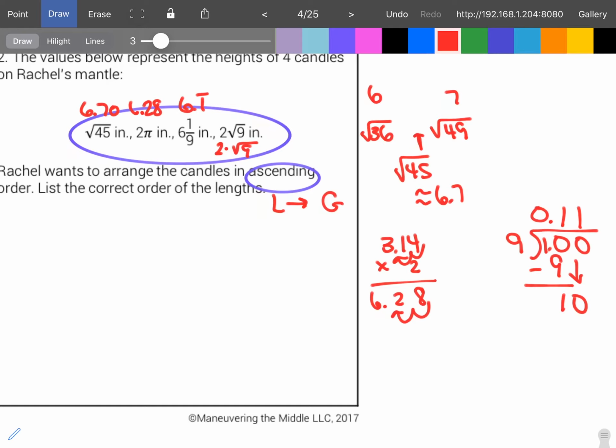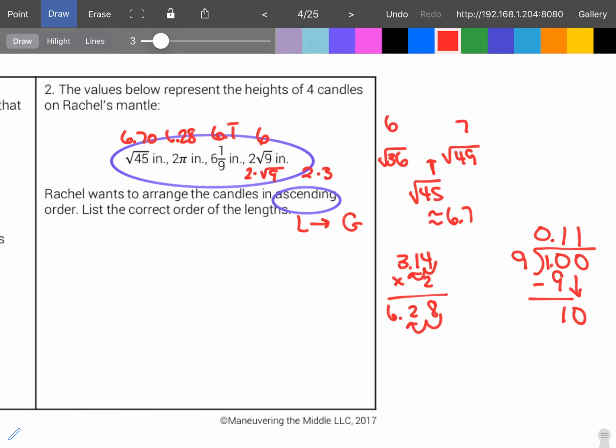And then this last one is saying 2 times the square root of 9. Well, the square root of 9, that's easy. What times itself is 9? That's 3. So this is really just 2 times 3, which is 6. So this one is 6.